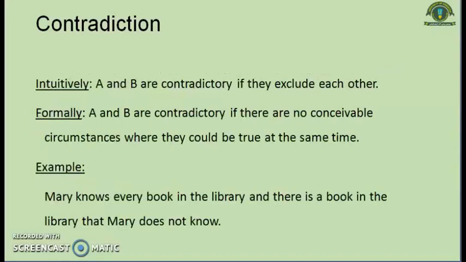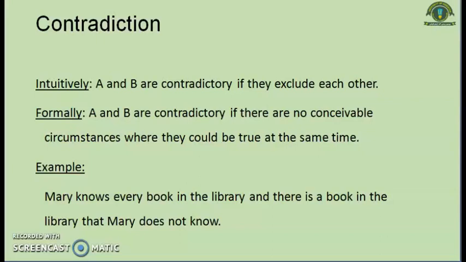Intuitively, in contradiction, if A and B are contradictory to each other, it means that they exclude each other. They will deny or negate each other. Informally, A and B are contradictory if there are no conceivable circumstances where they could be true at the same time. It means that if the statements are given in the same scenario, they are either both false or one true, but they cannot be true at the same time.